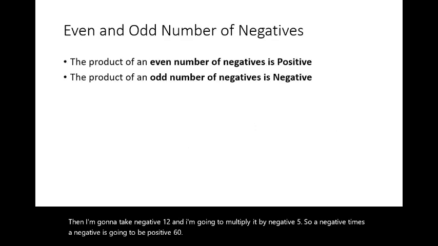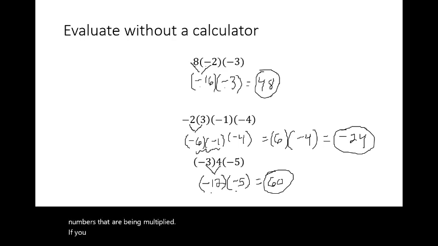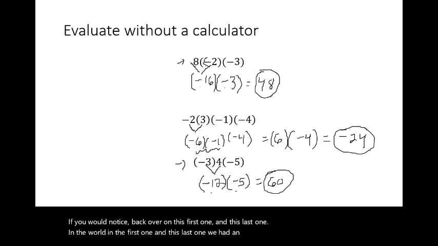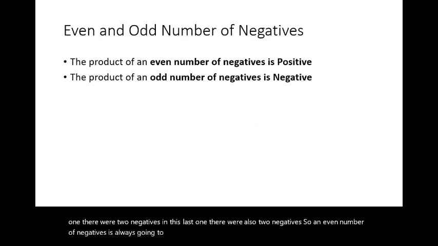So if you had noticed when we did these last few problems, when you have more than two numbers that are being multiplied, in the first one and this last one, we had an even number of negatives. In this first one, there were 2 negatives, and in this last one, there were also 2 negatives. So an even number of negatives is always going to come out to a positive product. So the product of an even number of negatives is always positive.